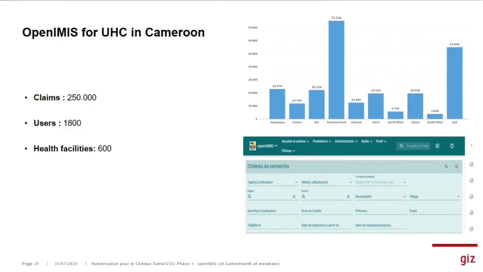In Cameroon, we have already trained 600 health facilities which are using openIMIS since, I think, if I remember well, last year. I don't know the month, but I think something like August or September from last year.